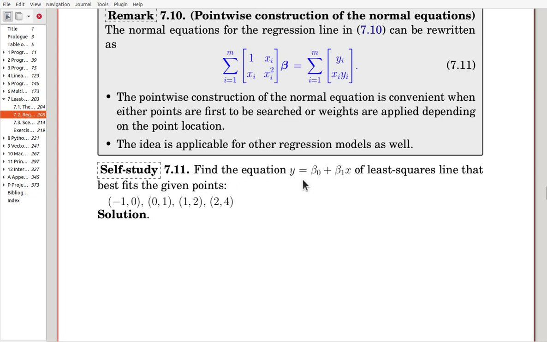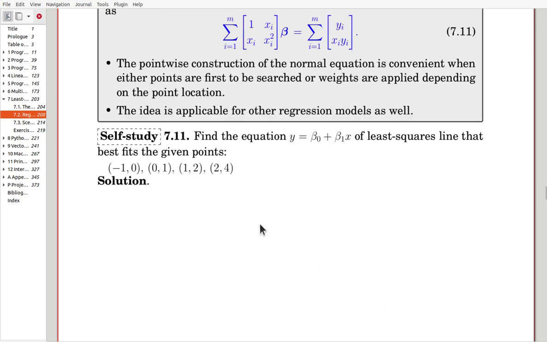Now here, find the equation of a least squares line that best fits the given points. Okay, let's try to do some part of the computation. When you work on this problem, possibly you may try to make a table of x and y, like that. The x values are -1, 0, 1 and 2. The corresponding y values are 0, 1, 2, 4, right?